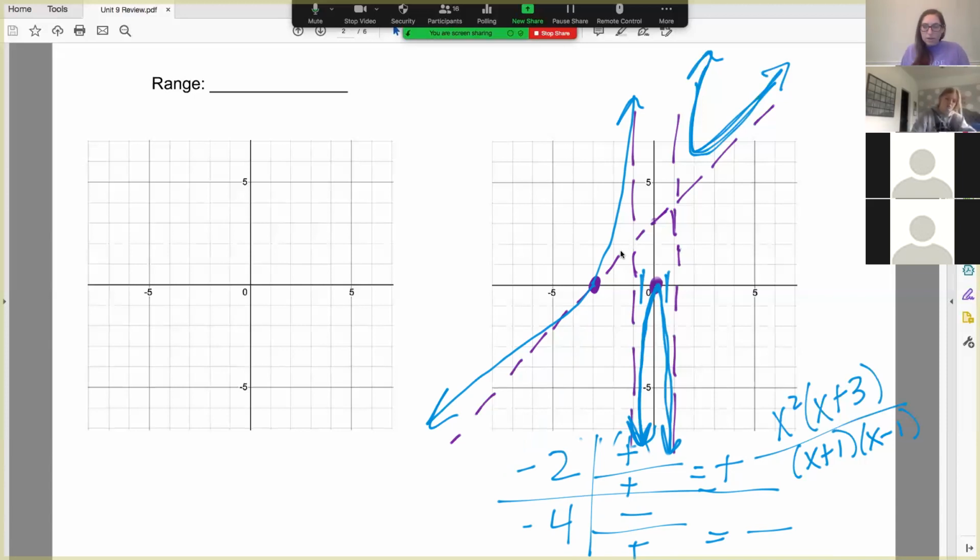So if you always have like two vertical asymptotes, you're always going to have like three things on the graph. You're always going to have one more part of the graph than you do vertical asymptotes. So if you have two vertical asymptotes, you have three parts of the graph. If you have one vertical asymptote, you have two parts of the graph.